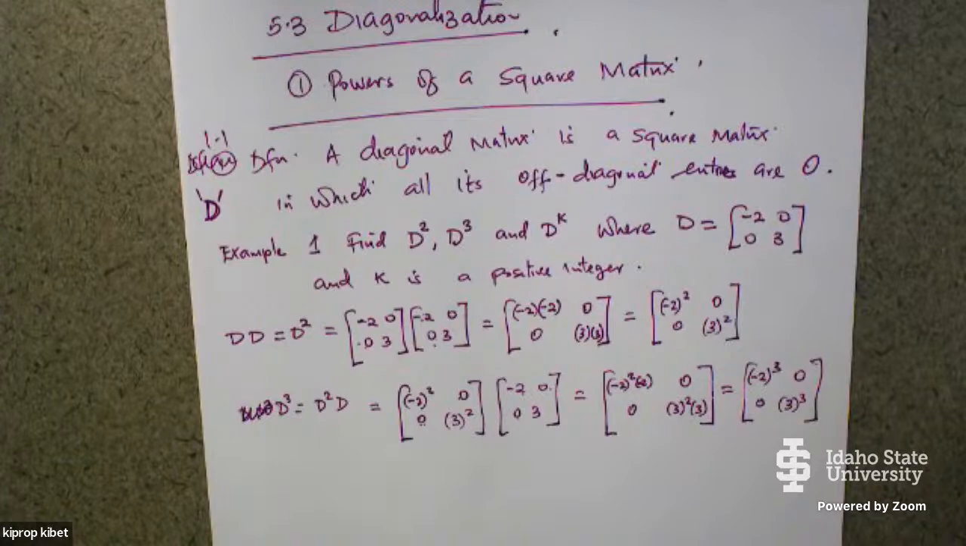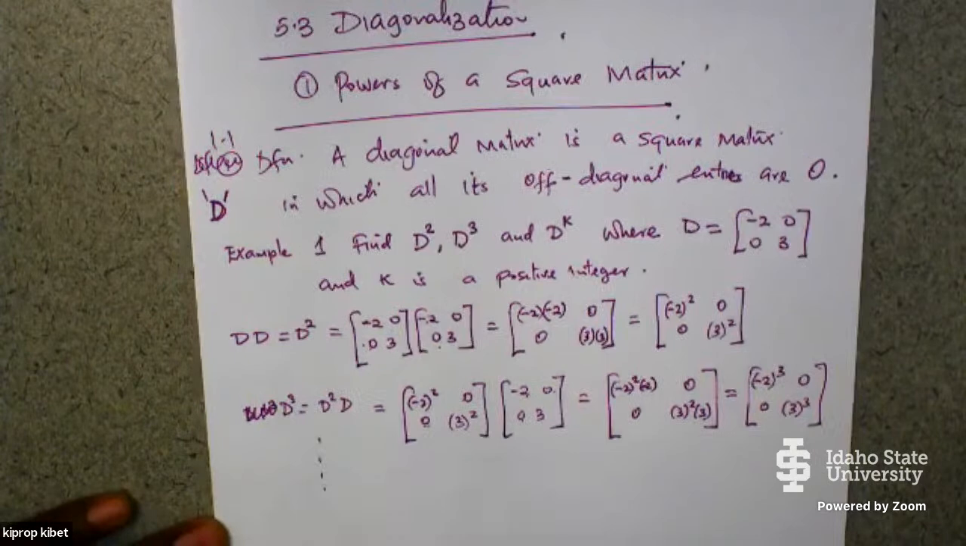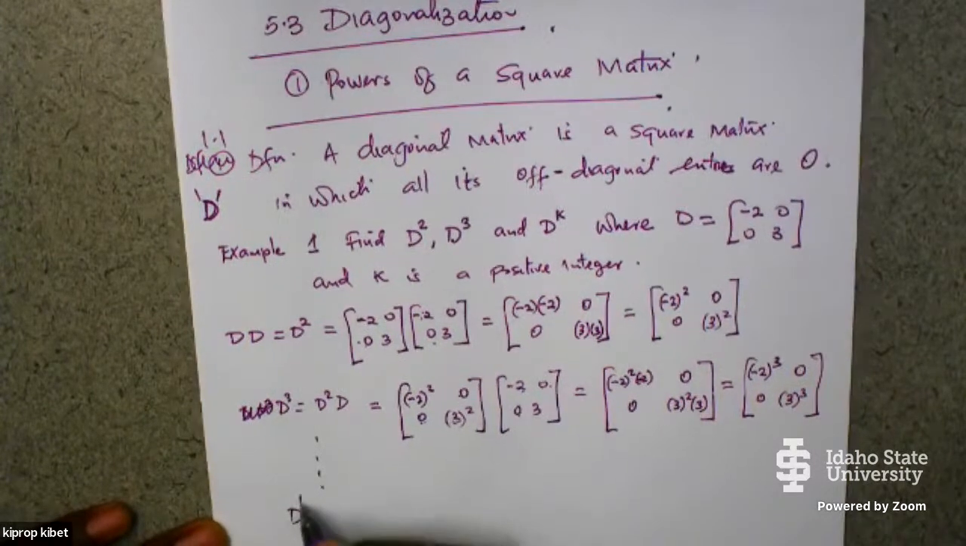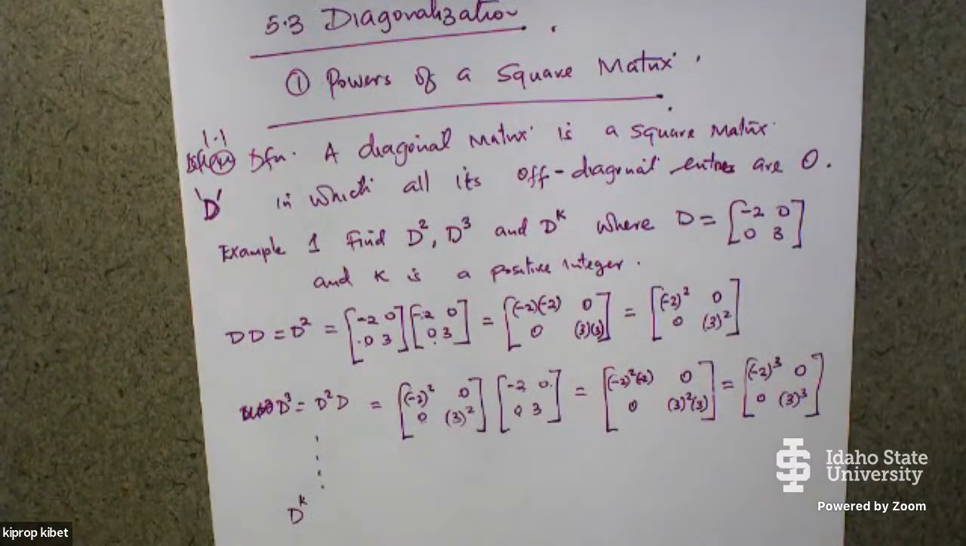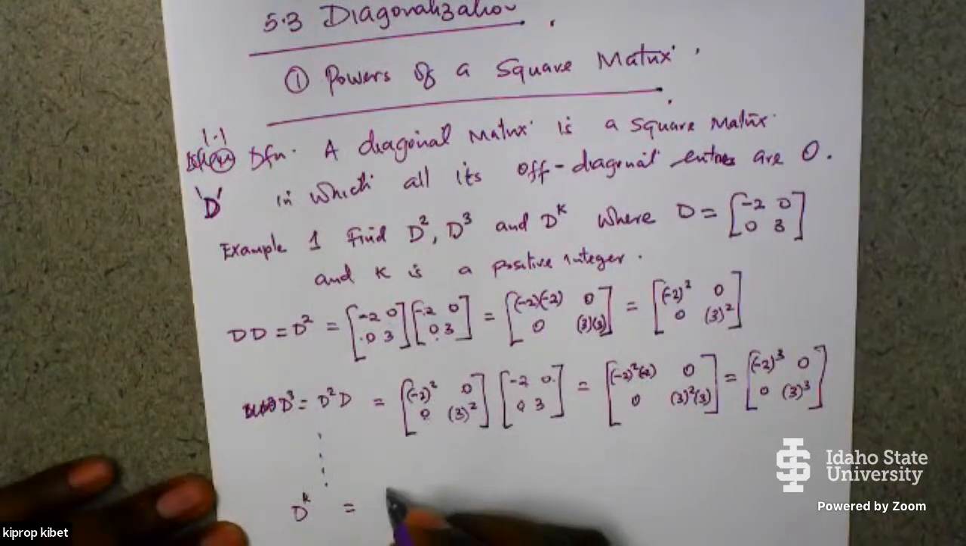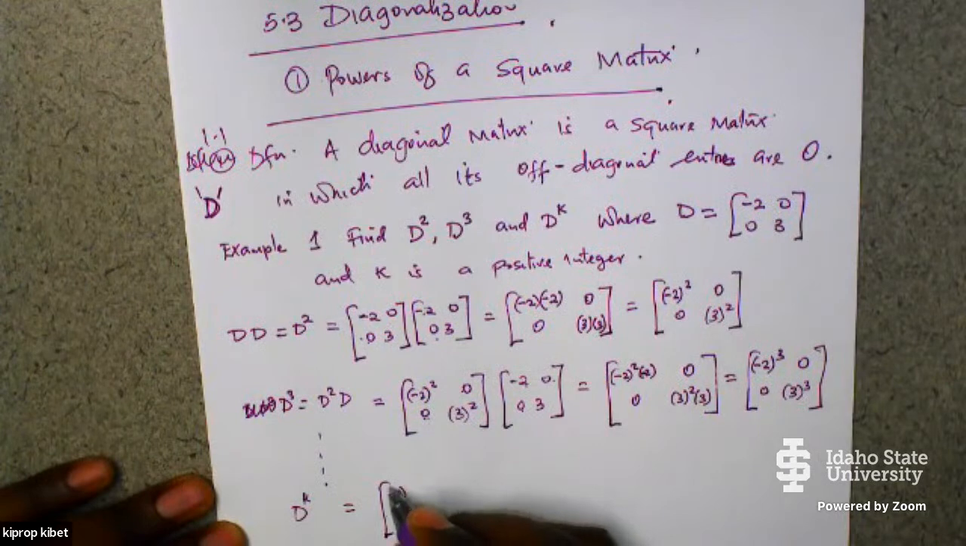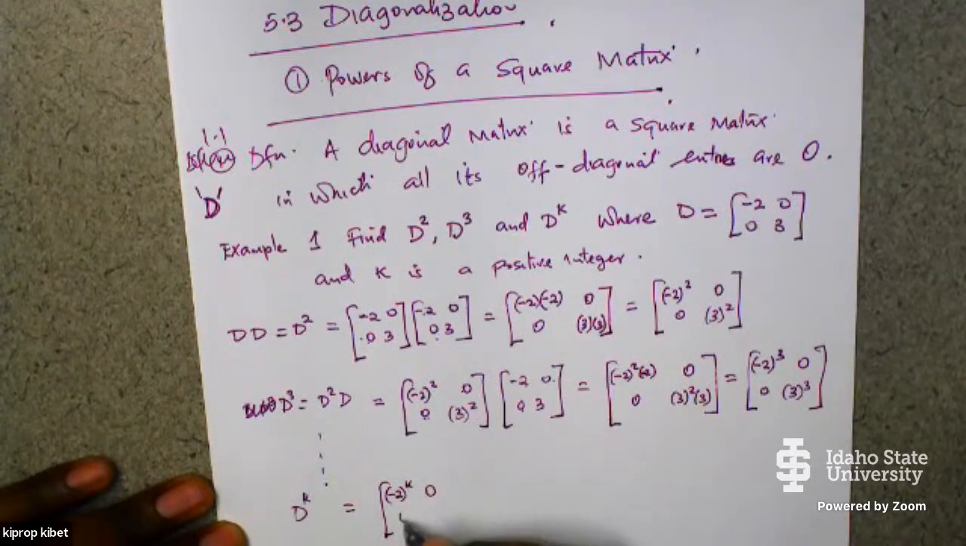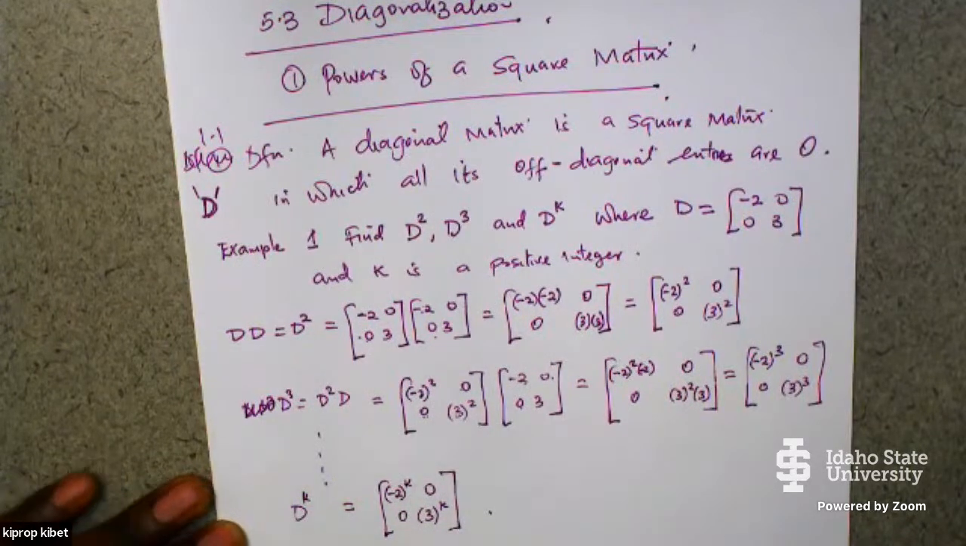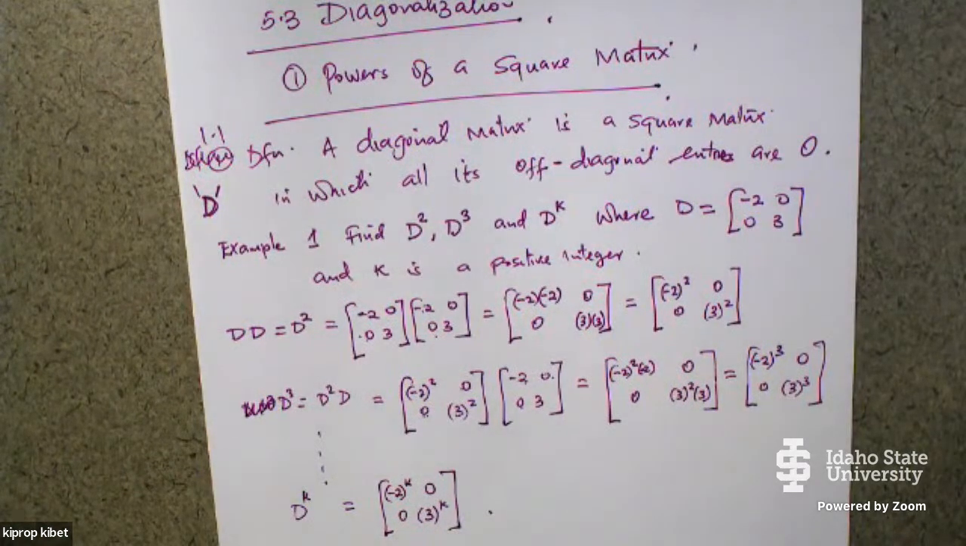Now, if you continue like this up to D raised to k, then what you get is -2 raised to k, 0, 0, 3 raised to k. So that is what you do. Any question?